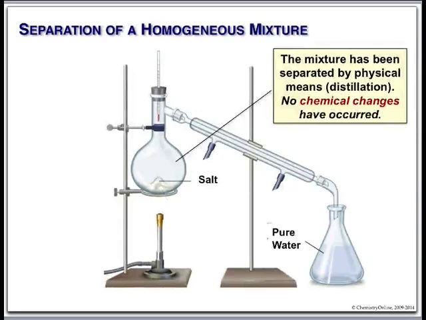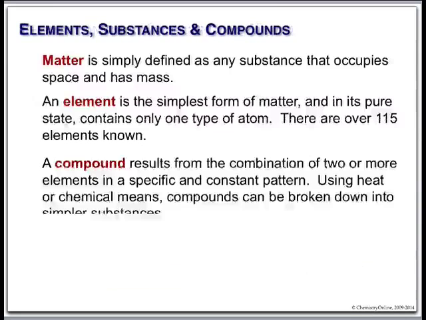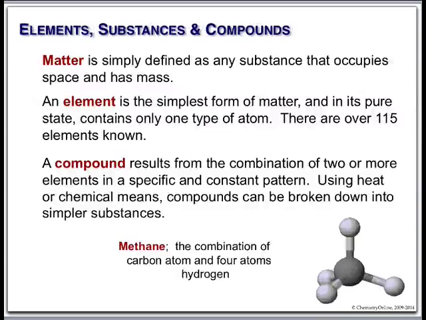Now, I talked about pure substances. Remember, an element is the simplest form of matter. If we have a single element that contains only one type of atom, that is a pure substance. If we take two or more different atoms and we combine them, we can make a compound.